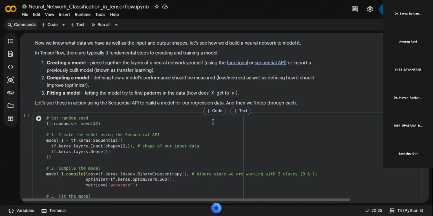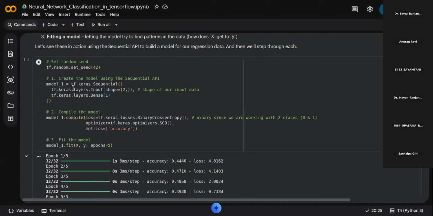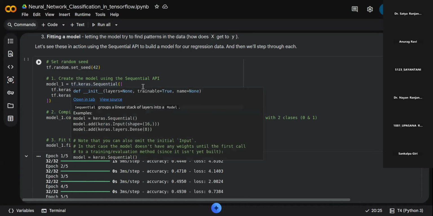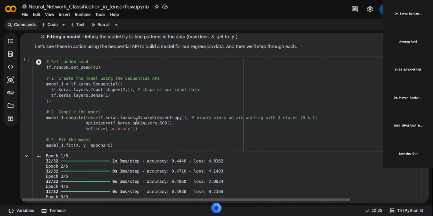So now I am calling the sequential API. To do that, call tf.keras.Sequential, and within this you pass the layers. How many layers? Let's say I want to create only one input layer and one output layer. For the input layer, you use tf.keras.layers.Input, and in it you give the shape. What will be the shape? I have two features, so the shape will be (2,), because only two features are there. It is not a matrix, so it is only a vector. That's why (2,).